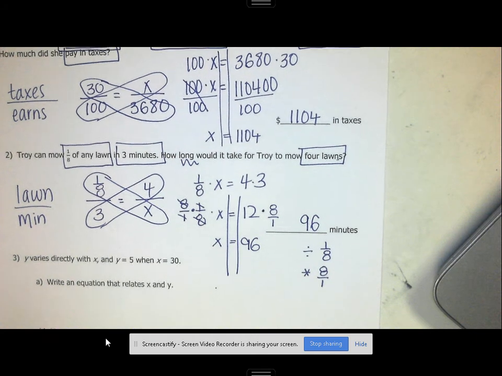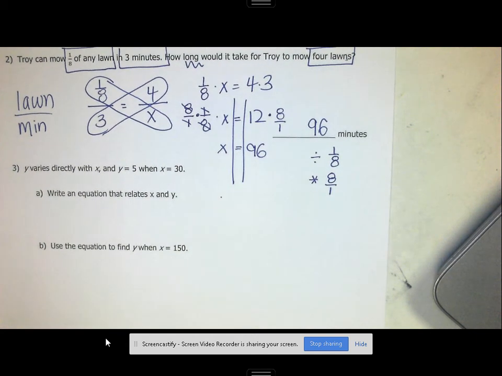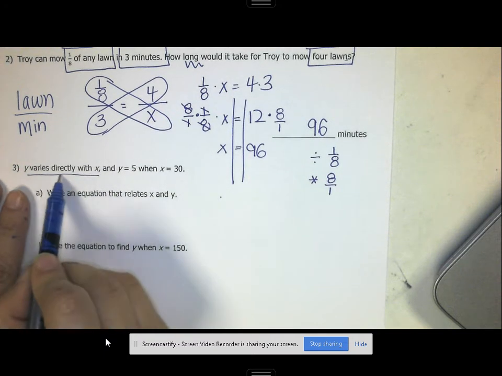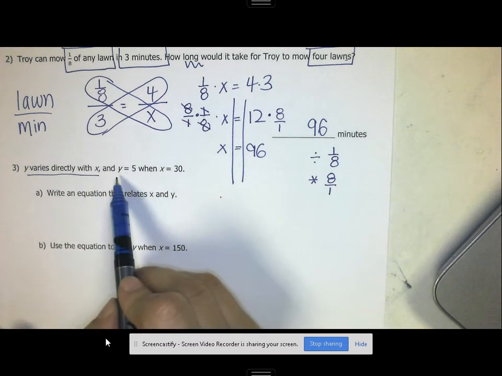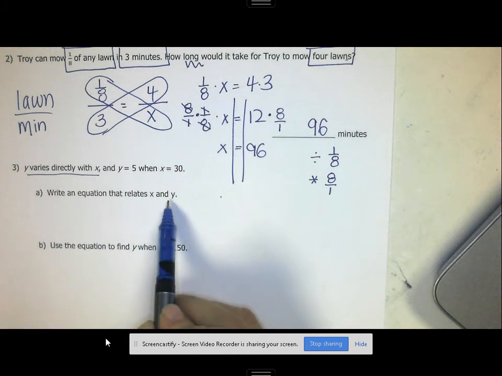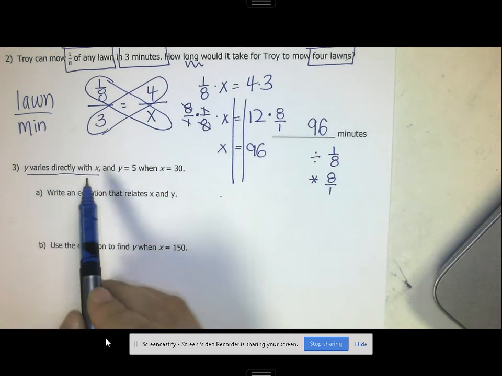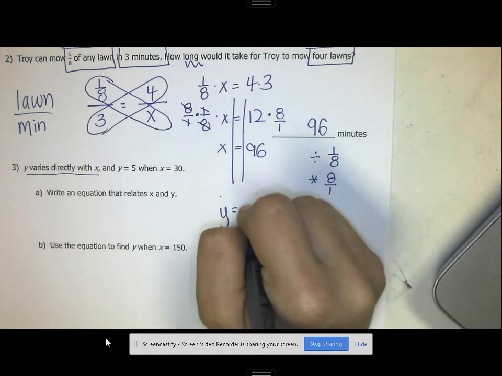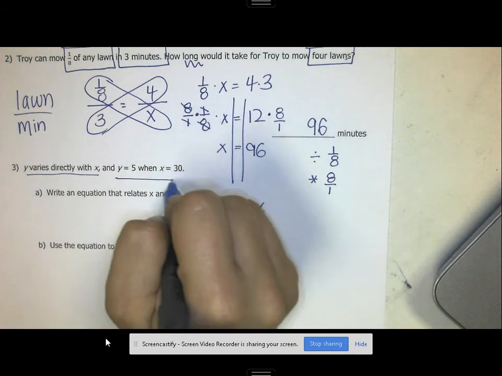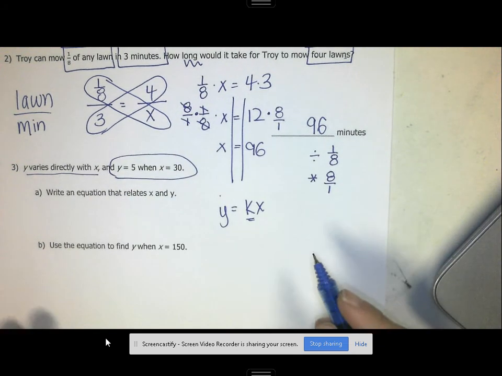Okay, moving on from cross multiplication, now I'm going to show you how to solve for an unknown using the equation for a proportional relationship. Y varies directly with x is telling you that these things are proportional. And y equals 5 when x equals 30. Write an equation that relates x and y. So since I know they're proportional, I know I can use y equals kx, and I just have to find out what k is. And I'm going to use these two pieces of information to find out what k is.